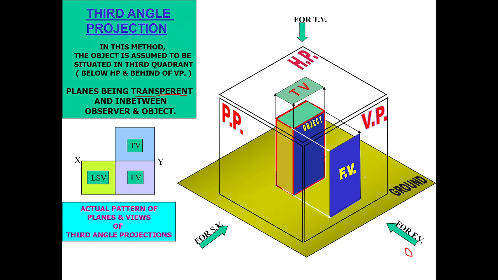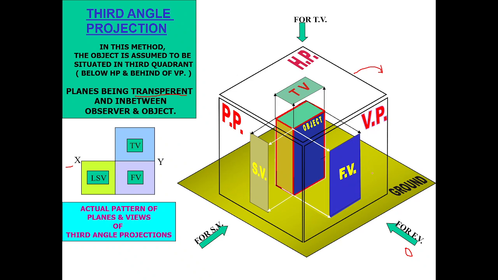Now these planes are transparent, so you can directly see the front view on the vertical plane, the top view on the horizontal plane, and the side view on this side plane. Once we rotate the horizontal plane by 90 degrees, and this profile plane by 90 degrees, what will you get? You can see the XY line: the front view you will get below the XY line, the top view above the XY line, and the left-hand side view on the left-hand side only, but below the XY line. So this is the thing.